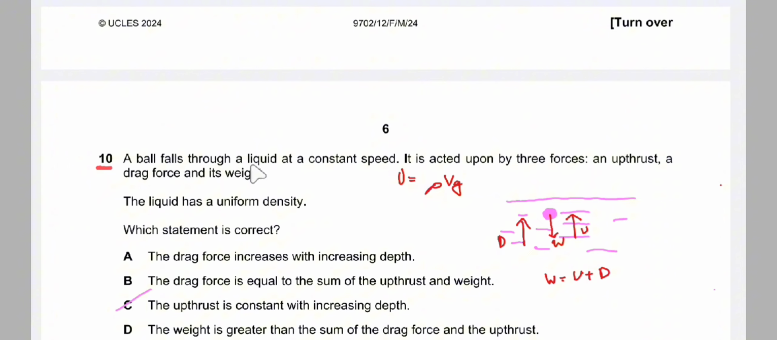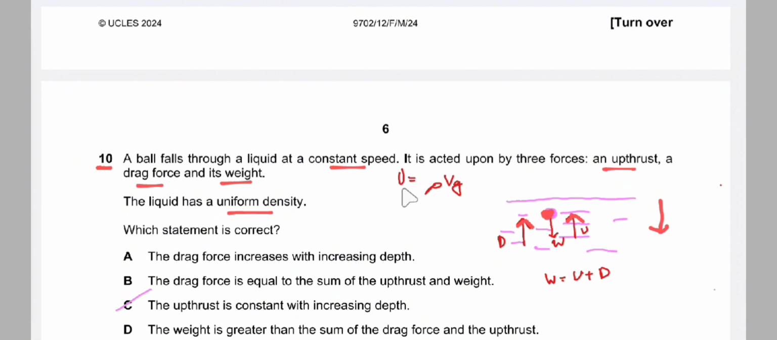Number 10. A ball falls through a liquid at a constant speed. So the speed is constant. It is acted upon by three forces: upthrust, a drag force, and its weight. The liquid has a uniform density. Which statement is correct? So this is our ball, and as the ball is falling, it has a weight that is acting vertically downward, and upthrust is obviously acting vertically upward. The drag force is acting upward, since the object is moving downward.